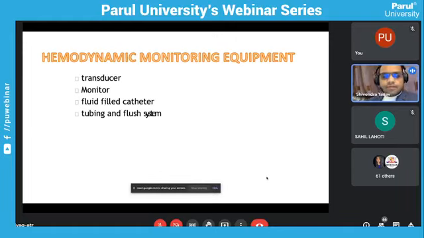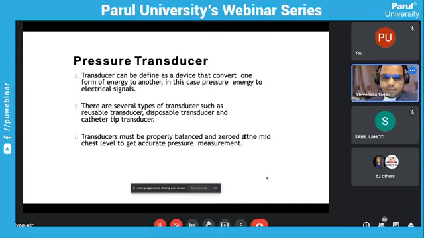So we'll go ahead. Then we have hemodynamic monitoring equipment. Every cath lab should have this equipment. Without these equipments, we should not do any cardiac procedures. Very importantly: transducer, monitor, fluid-filled catheter, tubing, and flush system with a pressure bag. I'll show you how the transducer and monitor work, and the fluid-filled catheter, and why it is important.